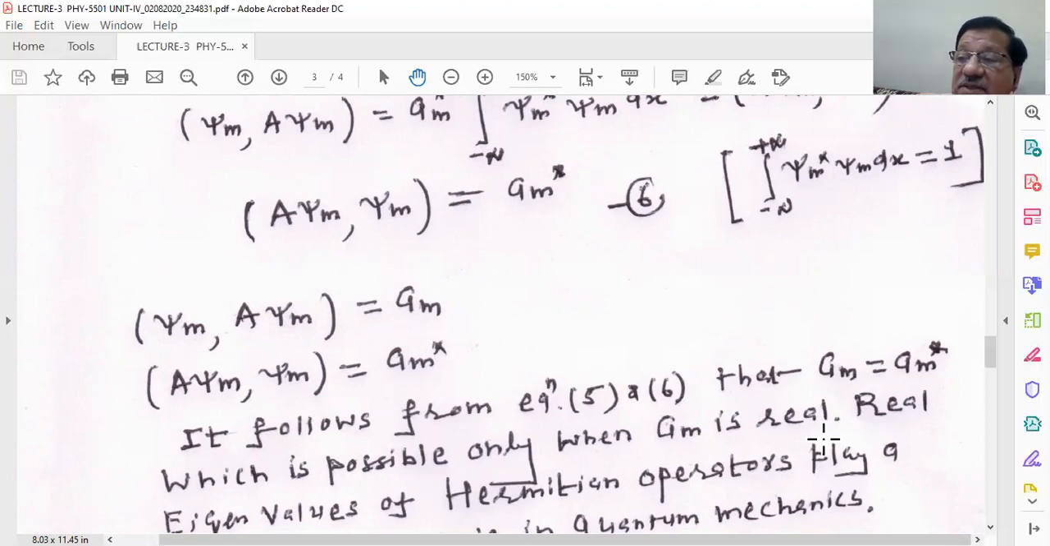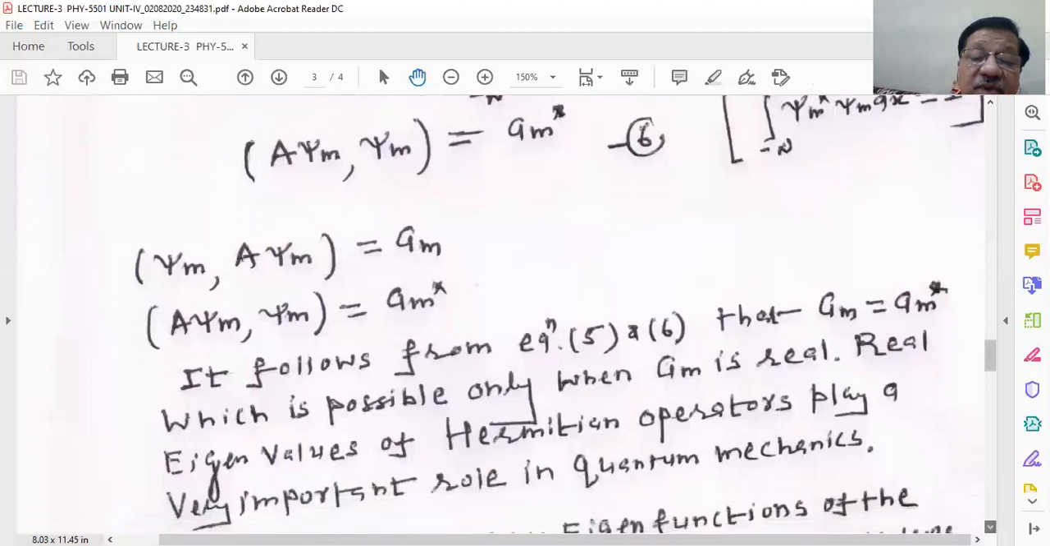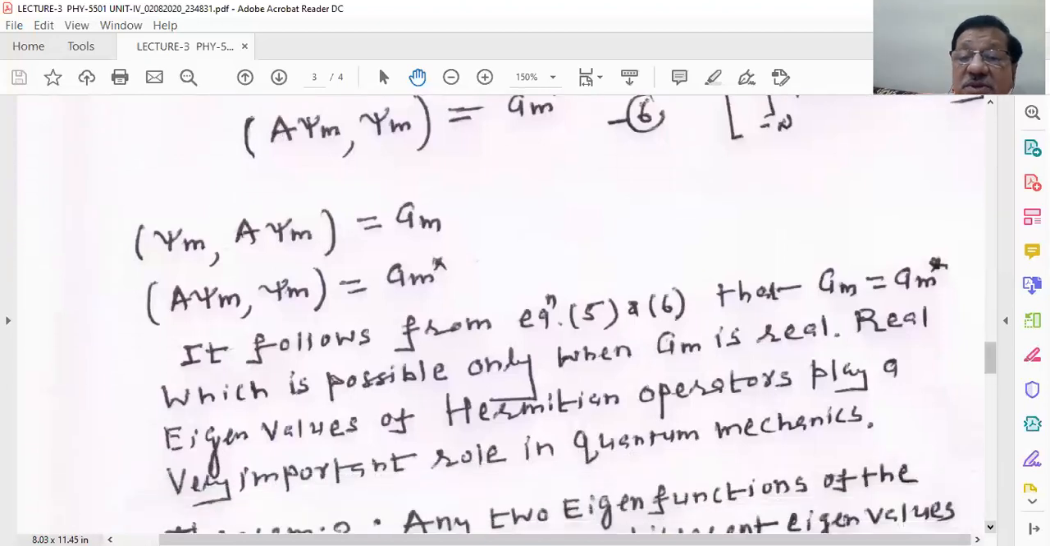Suppose you have some number 3i. If you take its complex conjugate, it will be minus 3i. But if you have a number 3, then 3 star, its complex conjugate, is equal to 3. So Am equal to Am star indicates that Am should be real.